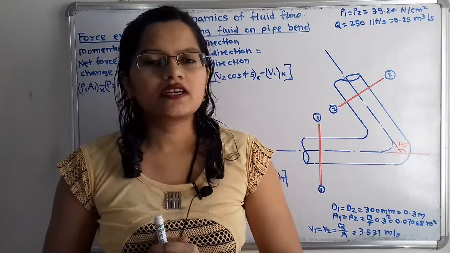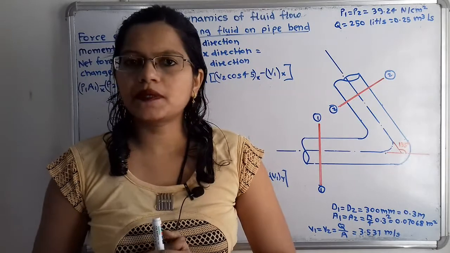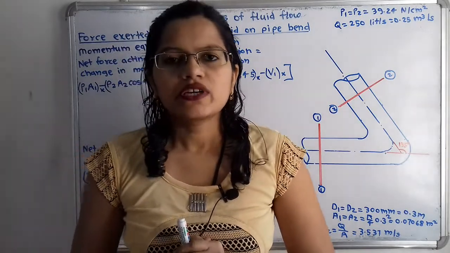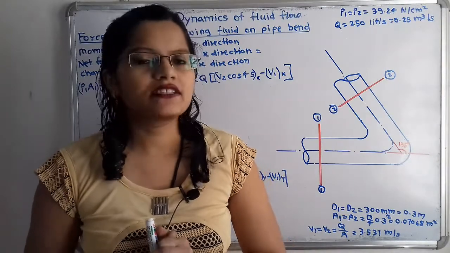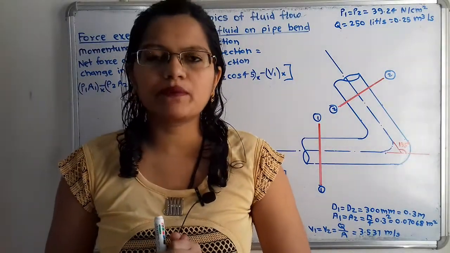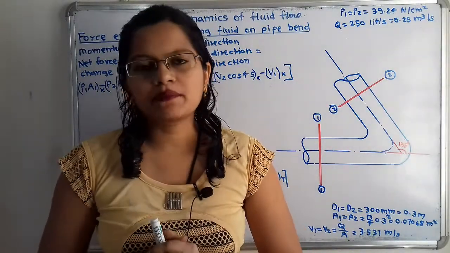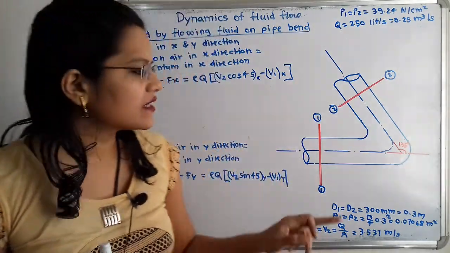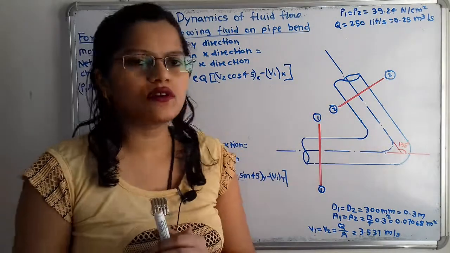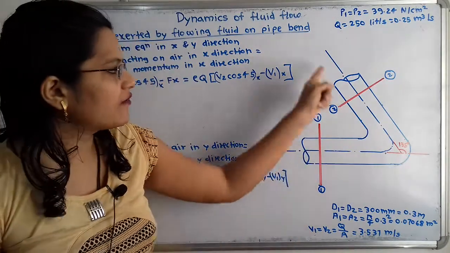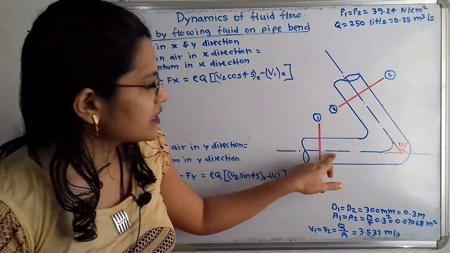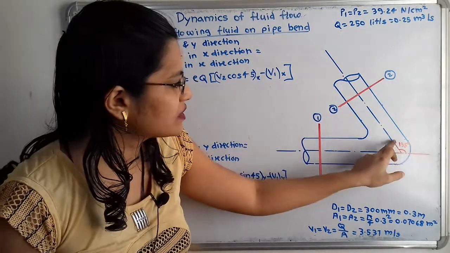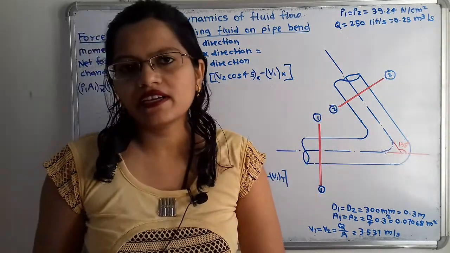Let us first understand the diagram as per the given data. If we consider section 1 at the inlet of the pipe and section 2 at the outlet of the pipe, the angle between them is given. Suppose we consider the initial flow in the horizontal direction and the final flow in an inclined direction, then the angle between the initial direction and final direction is 135 degree.